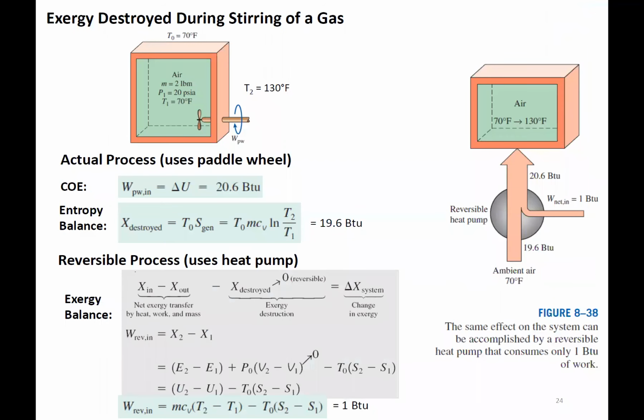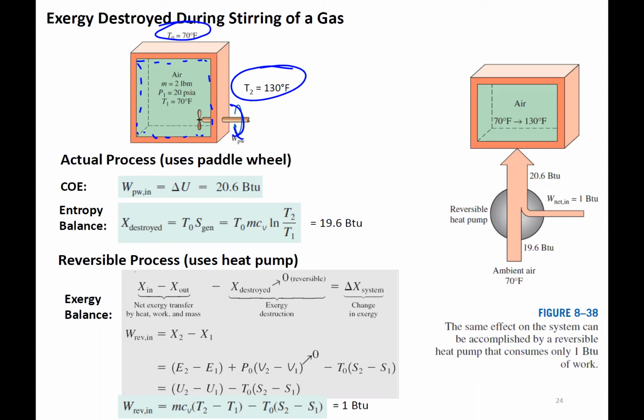All right, here's another example. In this case, we have a gas, air, and we're putting in some paddle wheel work, and it's raising the temperature to 130 degrees Celsius. We have our dead state temperature of 70. So we're putting in this paddle wheel work and raising T1 from 70 to 130. And we have an initial pressure.